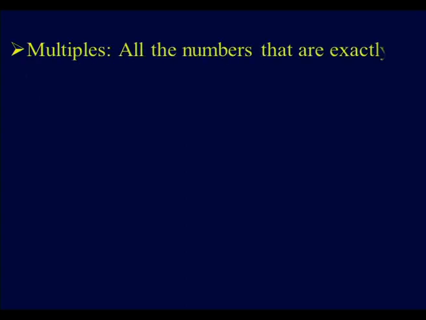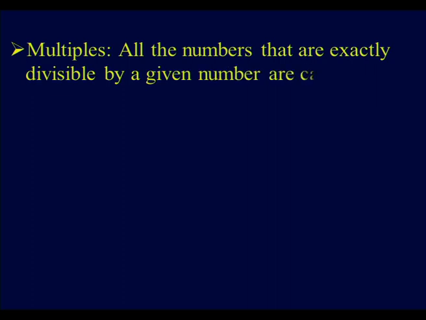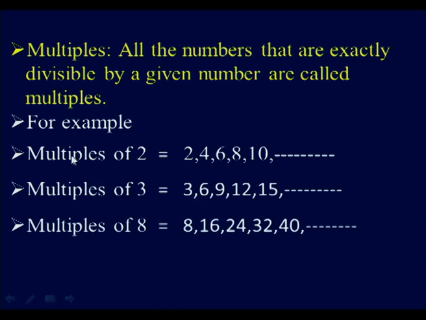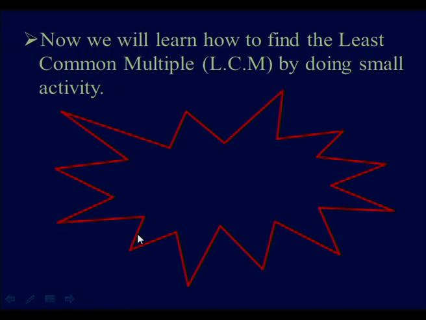Now, we will go for the next topic, that is multiples. All the numbers that are exactly divisible by a given number are called multiples. For example, multiples of 2 are 2, 4, 6, 8, 10 and so on. Multiples of 3: 3, 6, 9, 12, 15 and so on. Similarly, multiples of 8: 8, 8 twos are 16, 24, 8 fours are 32, 8 fives are 40 and so on.